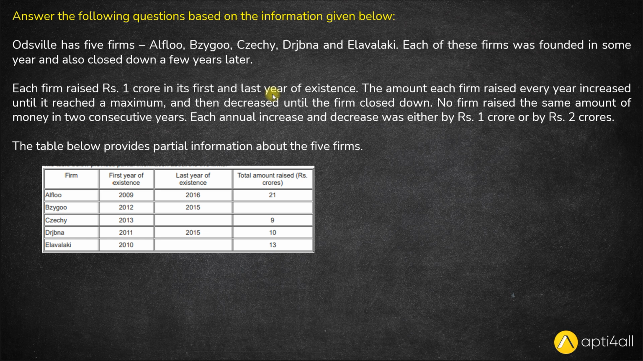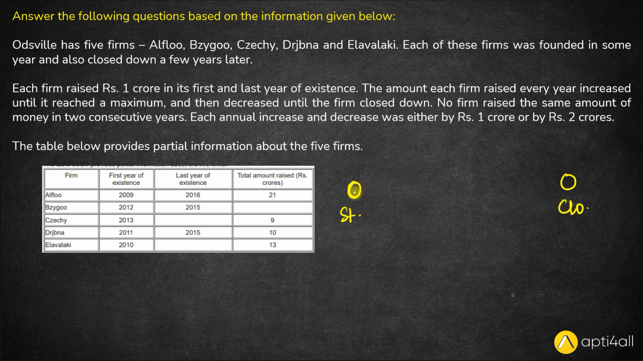So basically the firm is raising money every year. In the first year of existence it raises 1 crore, and in the last year of its existence it also raises exactly 1 crore. Now the amount each firm raised every year increased until it reached a maximum and then decreased until the firm closed down. So there will be a particular year when the firm starts, and a year when the firm closes.